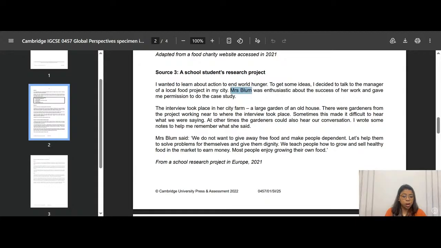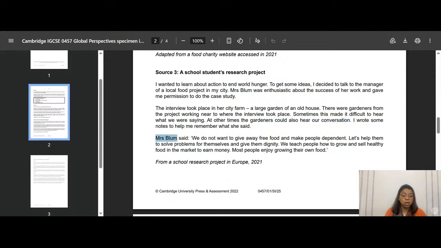Blum was enthusiastic about the success of her work and gave me permission to do the case study. The interview took place in her city farm, a large garden of an old house. There were gardeners from the project working near where the interview took place. Sometimes this made it difficult to hear what we were saying. At other times, the gardeners could also hear our conversation. I wrote some notes to help me remember what she said.